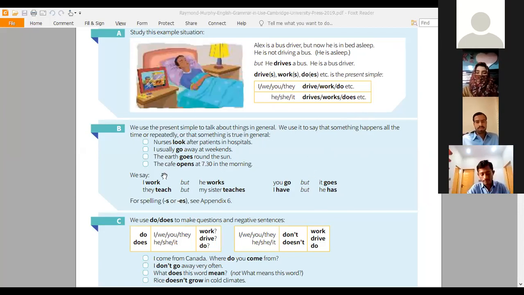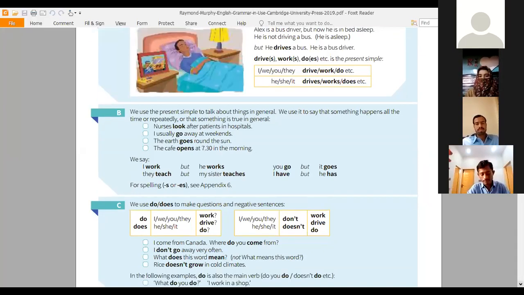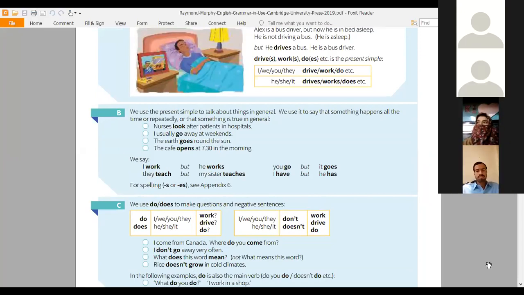Okay, so there are some more examples. I work. Now with I, we, you, and they, we use the verb first form, but with he, she, and it, we add s to the verb first form. Like I work, you work, we work, but he works, she works, it works, right? So this is I think not a new thing for you. You already know that in present simple tense the third person singular is followed by a verb with s or es, right?